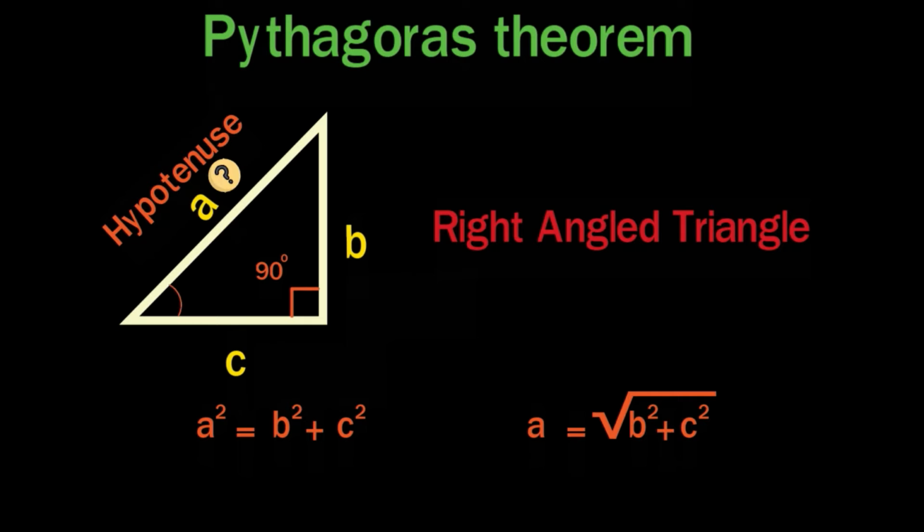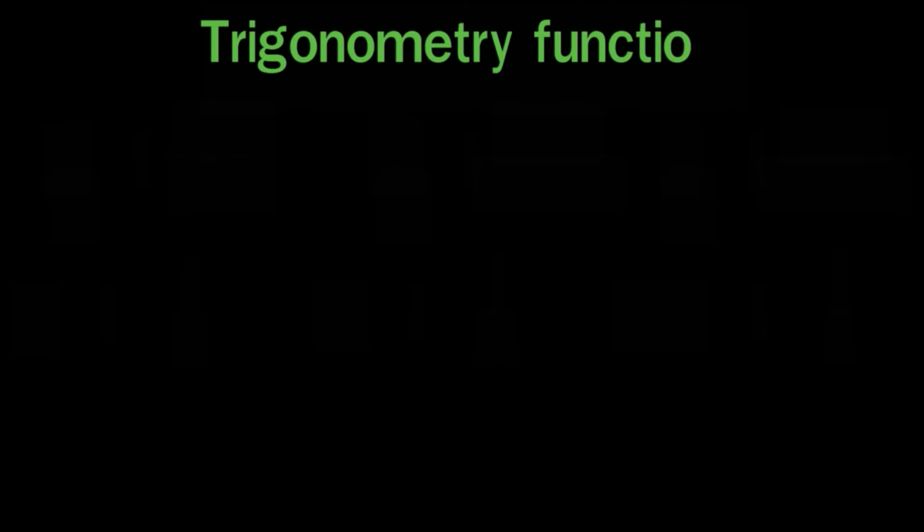So let's say if we have the angle, the opposite of the angle which is b is called opposite. Then if the angle is here, below the angle is called adjacent. So once we understand Pythagoras theorem, we can proceed to understand about the trigonometry functions.